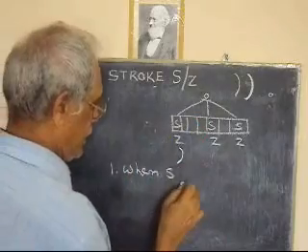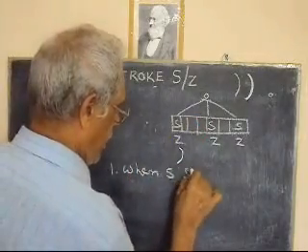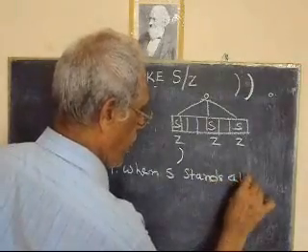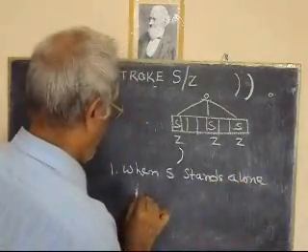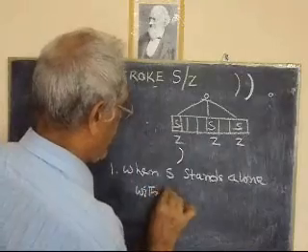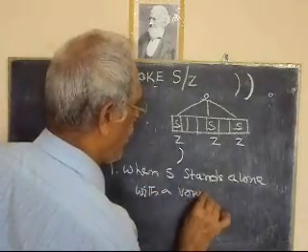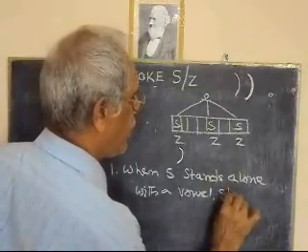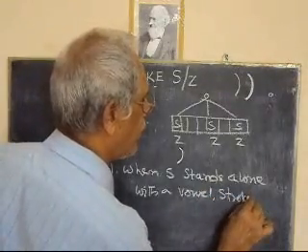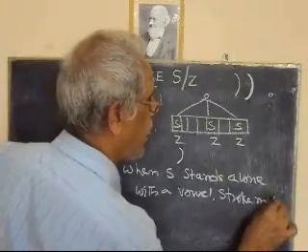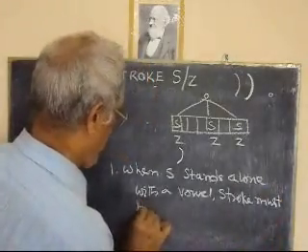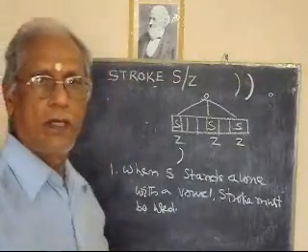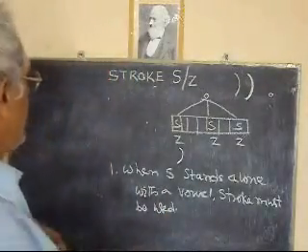Then, when S stands alone with a vowel, the stroke must be used. For example, us.